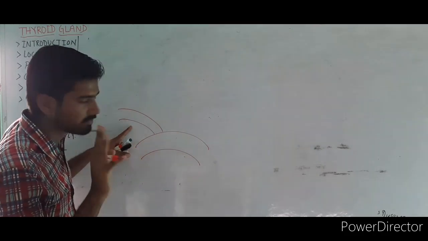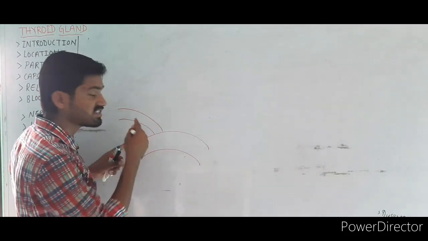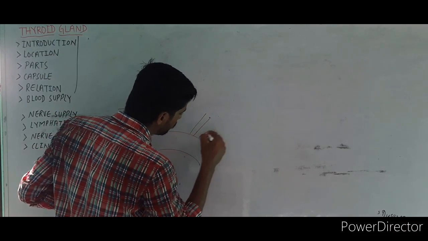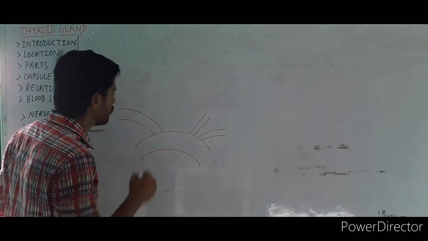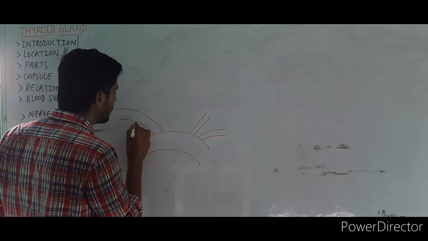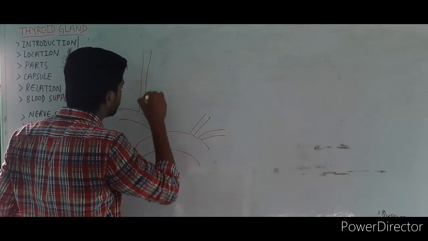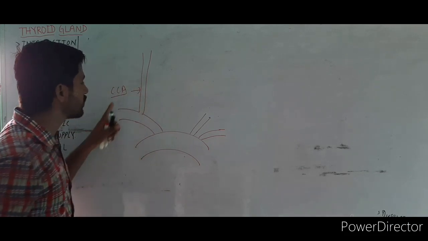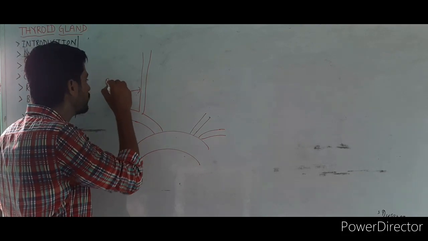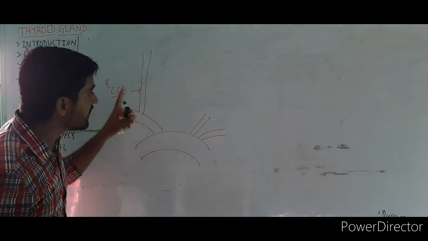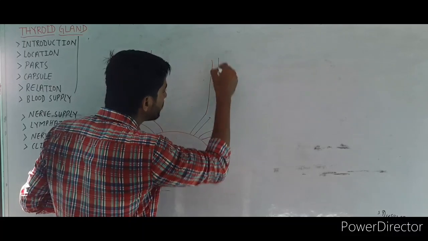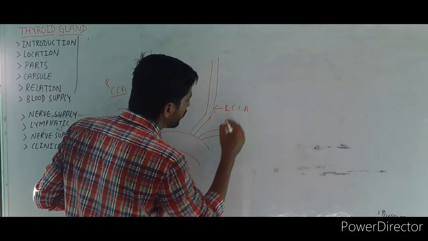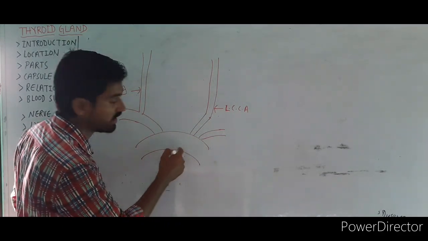The arch of aorta gives three branches. One is the brachiocephalic trunk, that is on the right side. From here, two branches. One artery will go like this. This is called the common carotid artery. So on the right side, the right common carotid artery. Whereas this is the left common carotid artery, which is a direct branch from the arch of aorta.